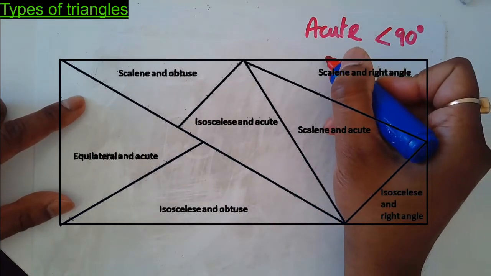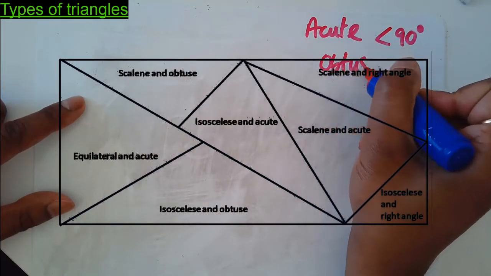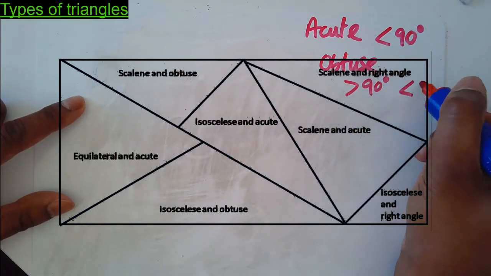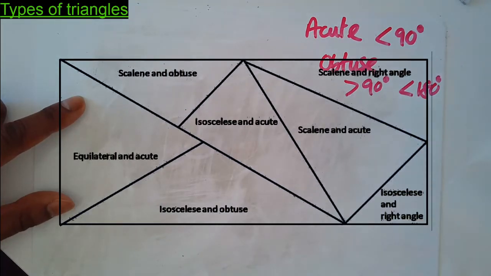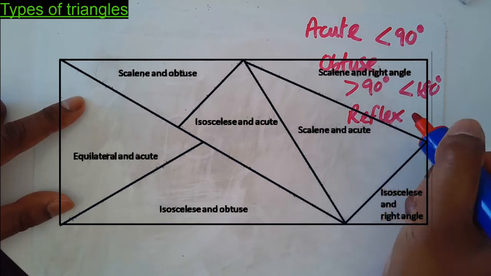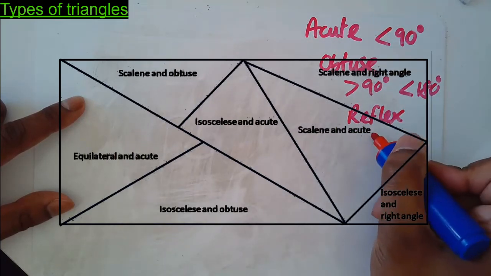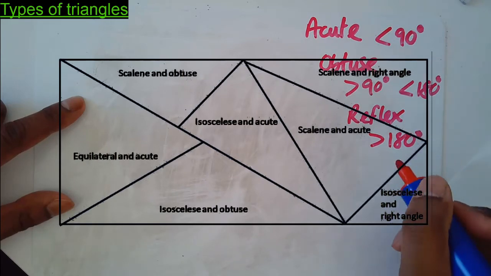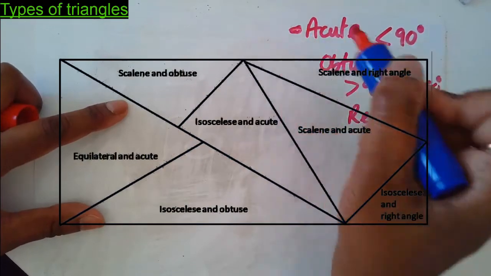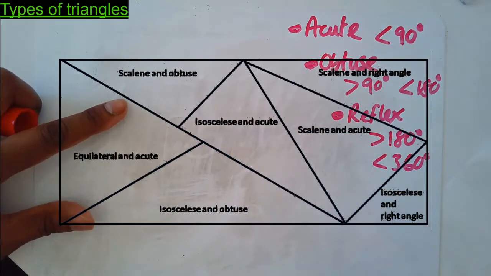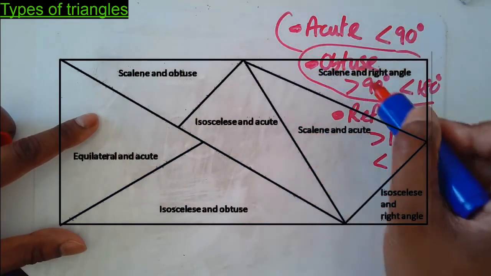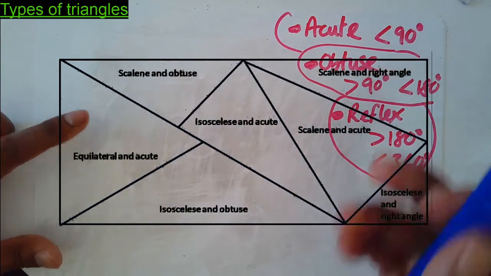Right, next we have obtuse angles. Obtuse angles are bigger than 90 degrees but less than 180 degrees. That's obtuse. And reflex angles are obviously bigger than 180 degrees but less than 360 degrees. Right, that's something you need to remember.